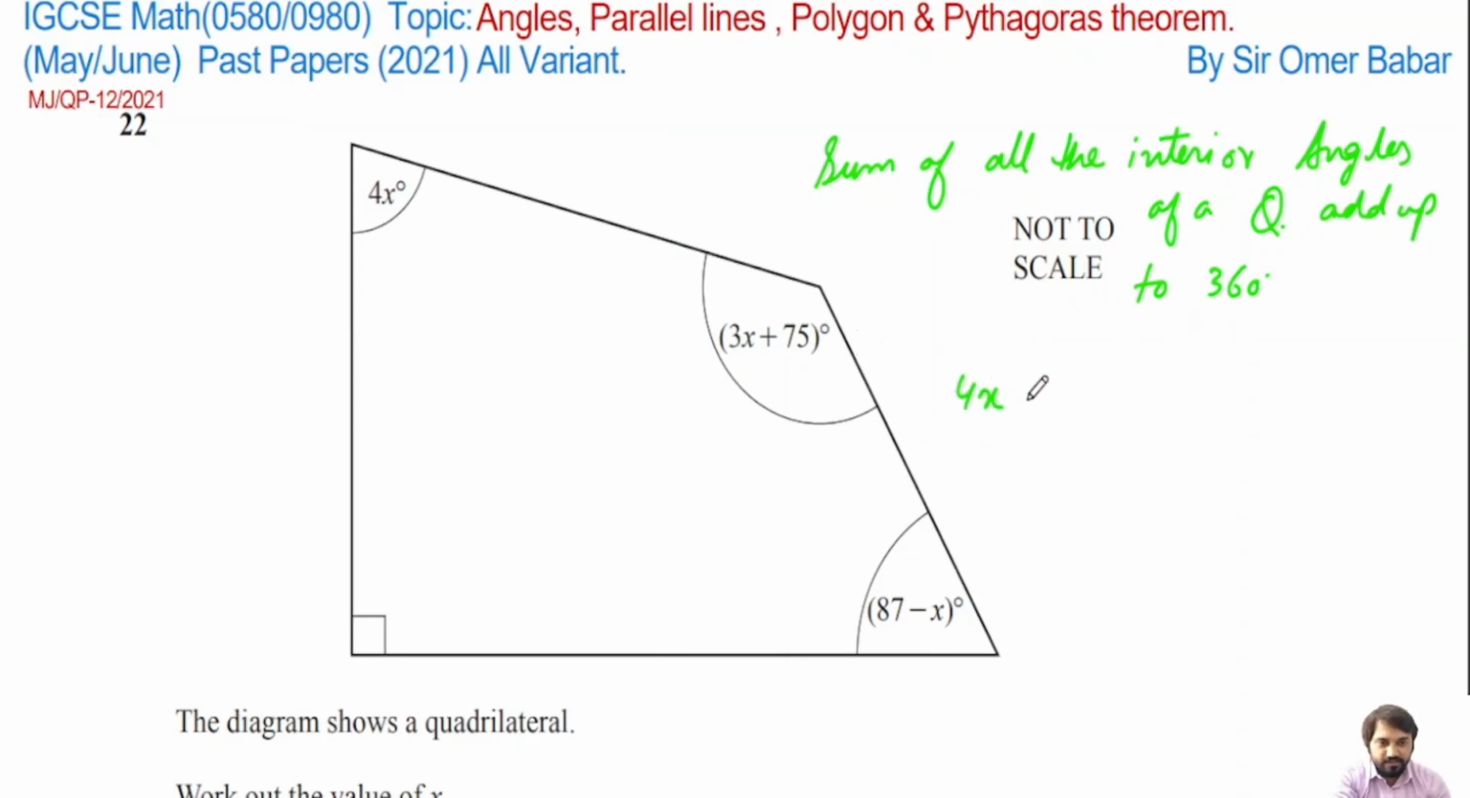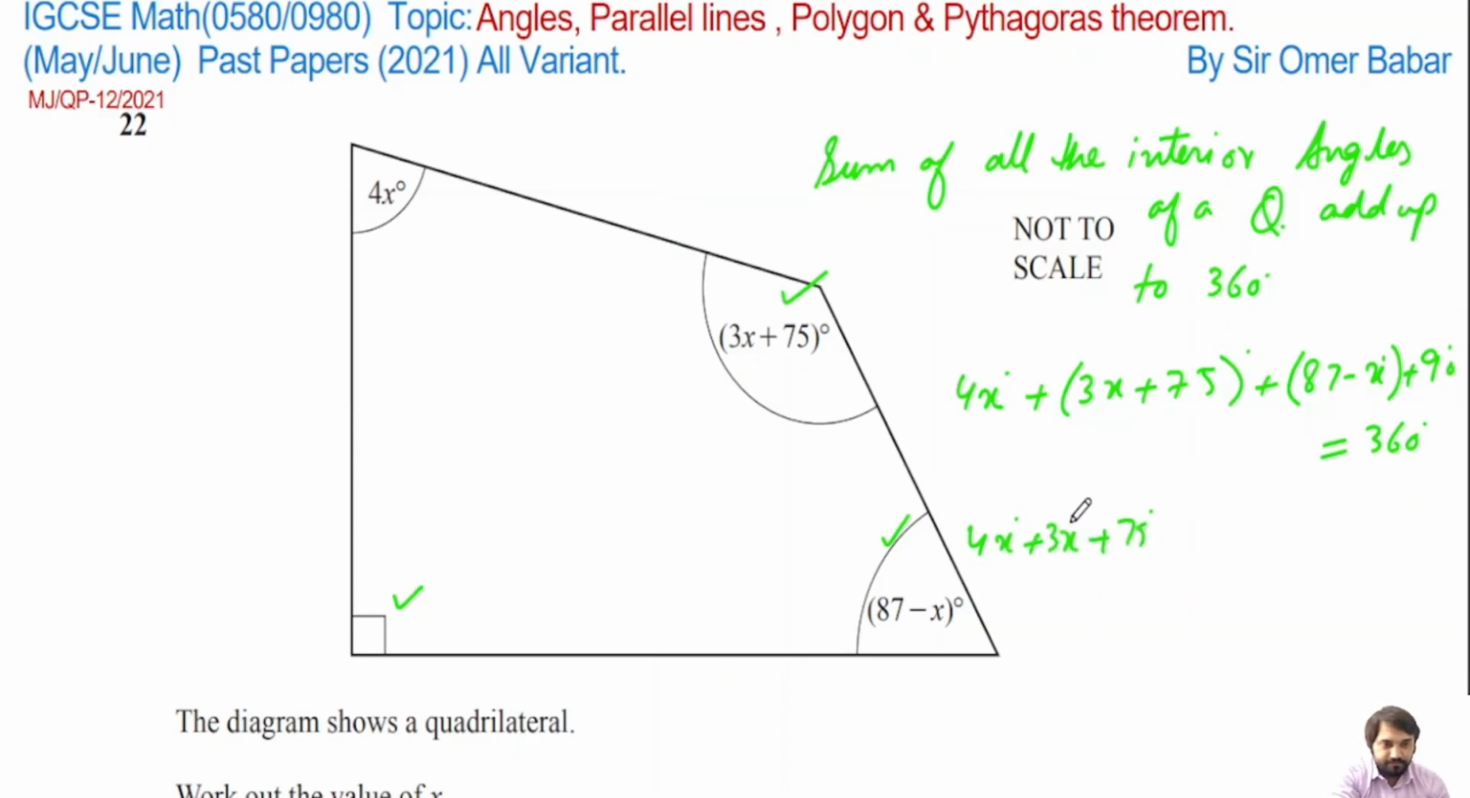So we have 4x degrees plus this one, that is 3x plus 75 degrees. Now this one, plus 87 minus x degrees, and the last one is 90 degrees, is equal to 360 degrees. Now we are opening the brackets. 4x plus 3x plus 75 degrees plus 87 degrees minus x plus 90 degrees is equal to 360 degrees.